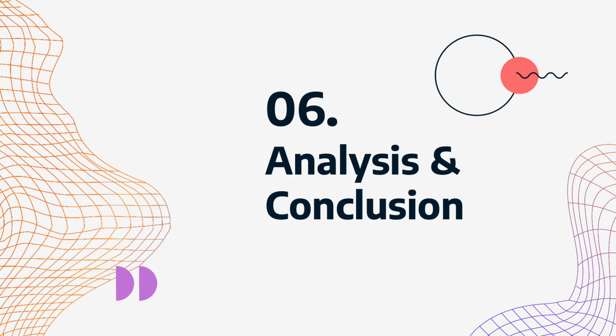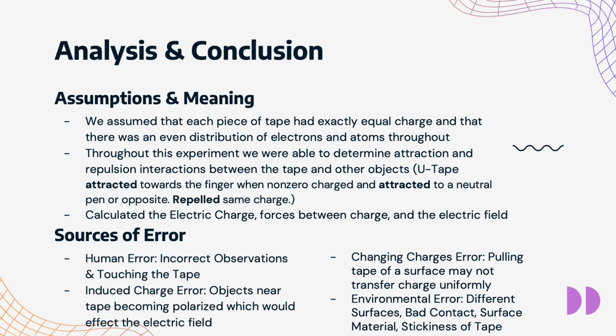So finally, let's look at some of the analysis and conclusions that we can gather from this. So first, assumptions. The main assumption we made throughout this project was that each piece of tape had exactly equal charge and that there was an even distribution of electrons and atoms throughout. So it's a big assumption.